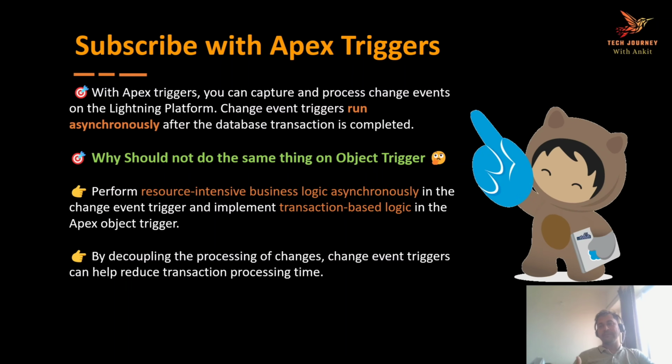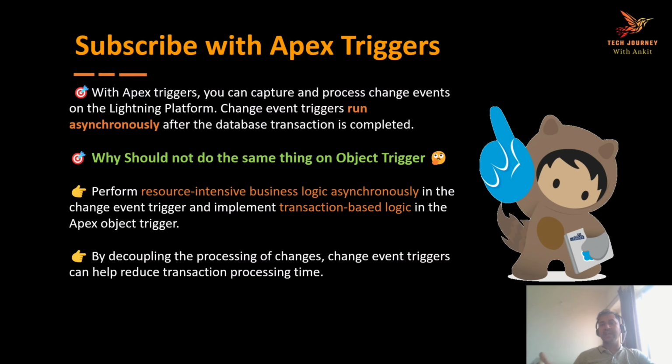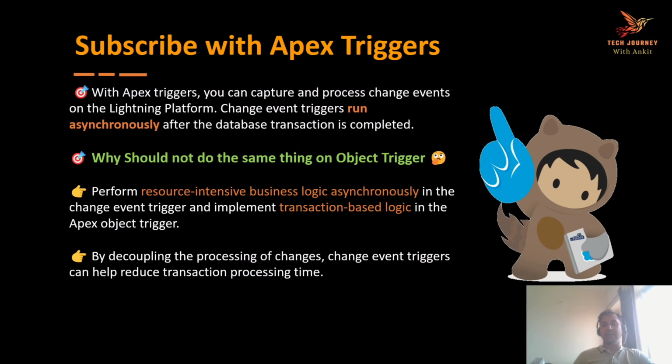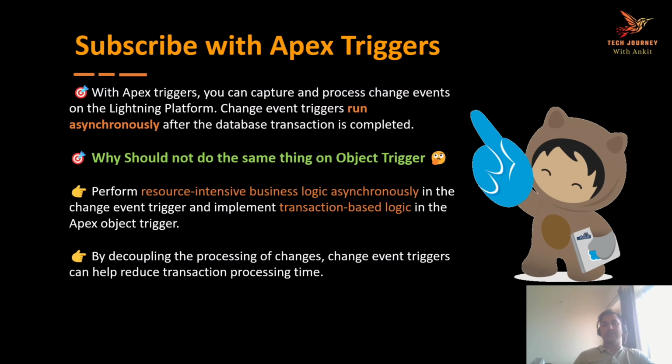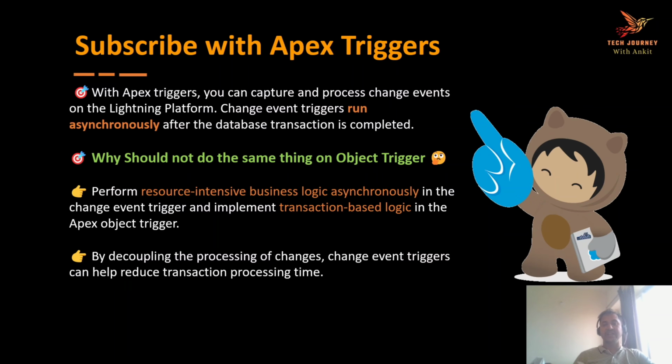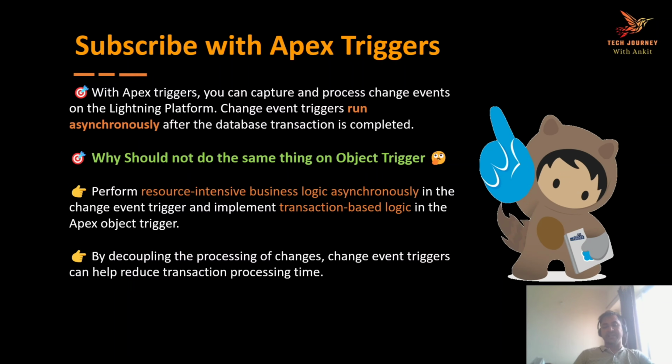Moreover, sometimes we do get challenges. For example, a transaction is taking a very long time to process. So we can also think about an alternative by using the change data capture event, where we can shift the parts of the transaction which are not required immediately onto the change data capture event triggers as well.